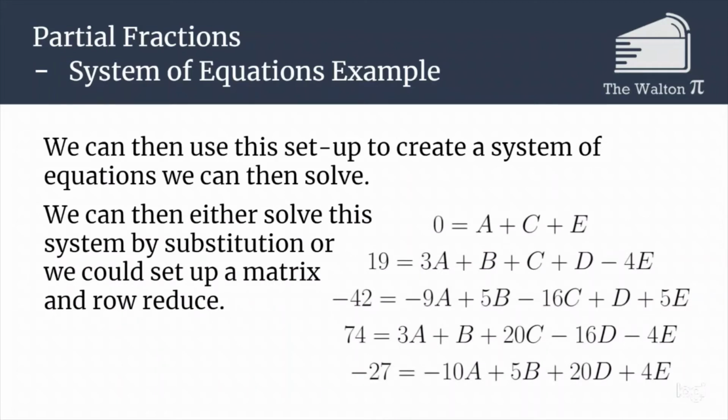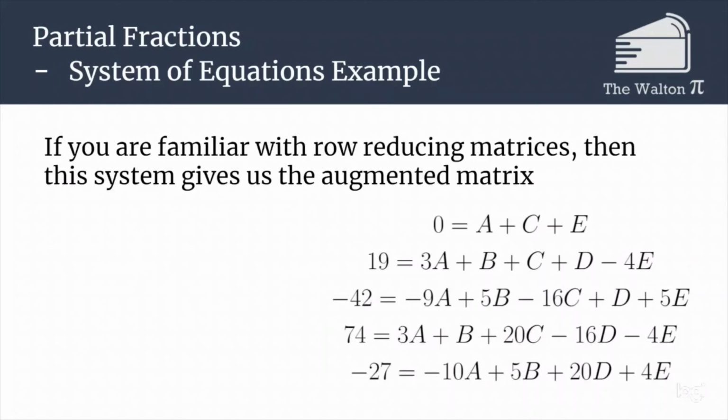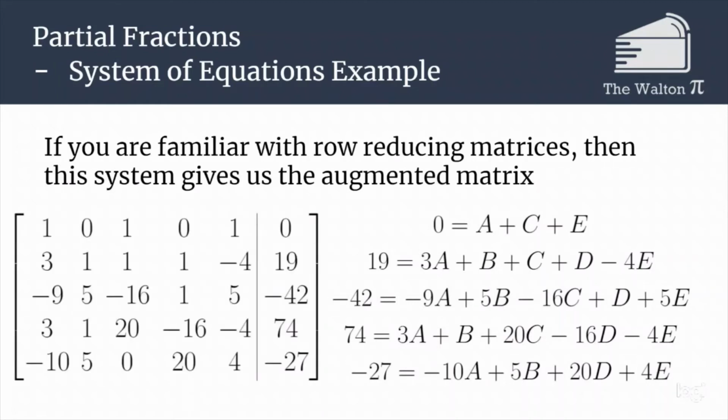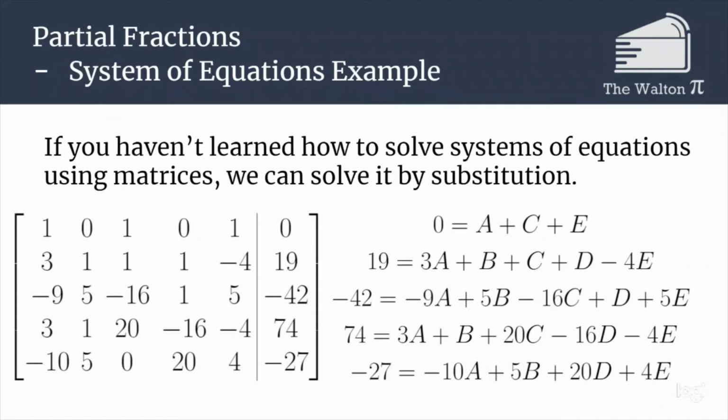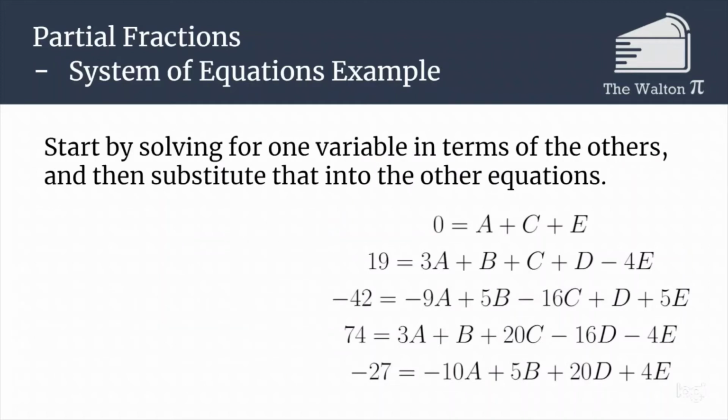Now, if you're familiar with linear algebra, we are able to write this as a system of equations that would look like this, where the first column corresponds to A, second column corresponds to B, and so on. You would be able to row reduce this until you get it into row echelon form, and that would help you solve for A, B, C, D, and E. However, since most of you have not seen linear algebra, we are now going to do this by substitution.